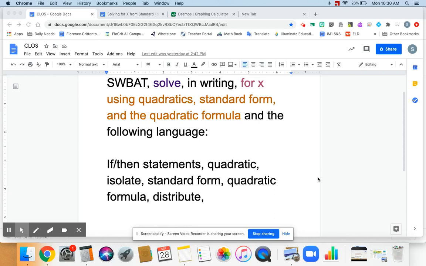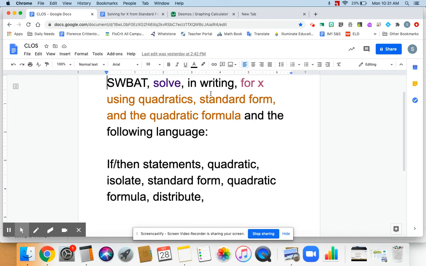CLO: Students will be able to solve in writing for x using quadratics, standard form, the quadratic formula, and the following language: if-then statements, quadratic, isolates, standard form, quadratic formula, and distributes. So what do you think you're going to learn in this lesson?